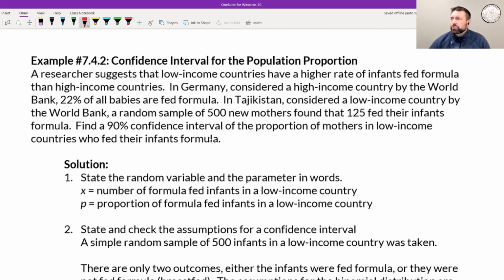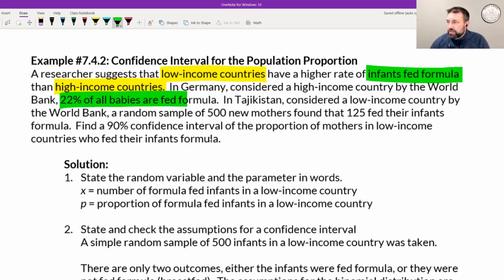In example 2, we're talking about the difference between low-income countries and high-income countries and the number of infants that are fed formula when they first are born. How many are fed formula? So in Germany, which is considered a high-income country, 22% of all babies are fed formula.